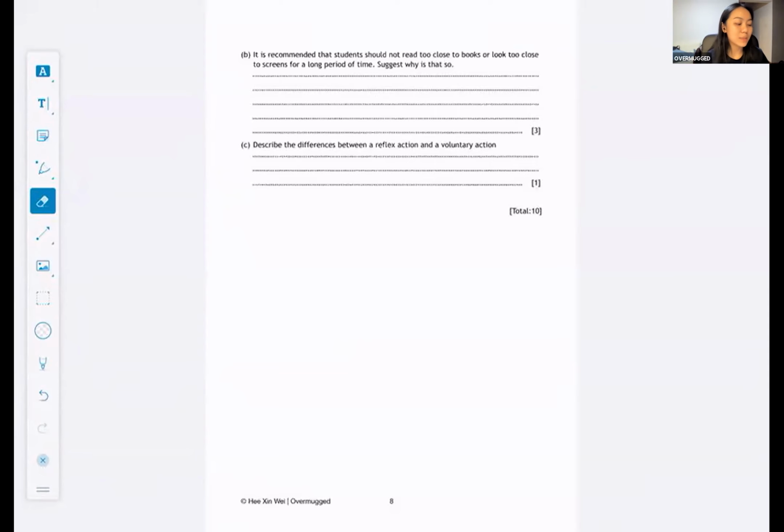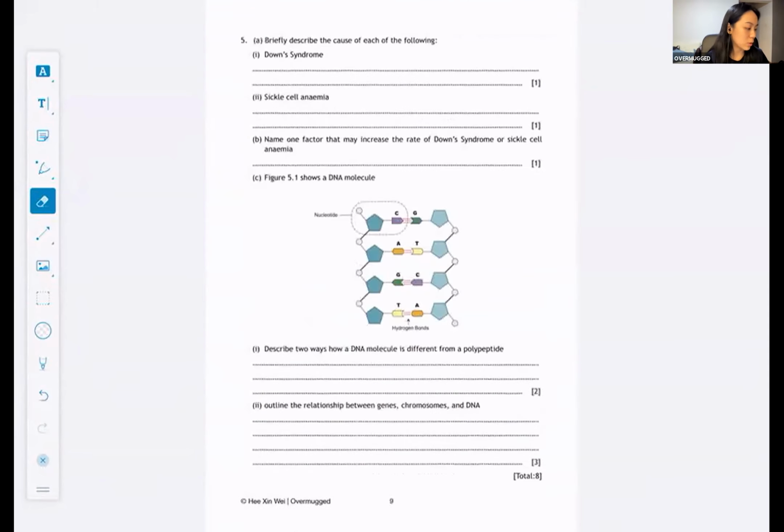Yeah, so the other parts should be fine because it's all in the notes. Same thing, the cause of Down syndrome, sickle cell, all these are in the notes as well.